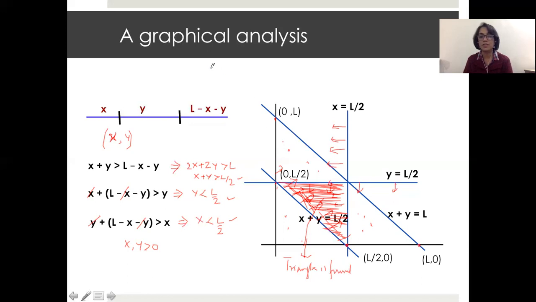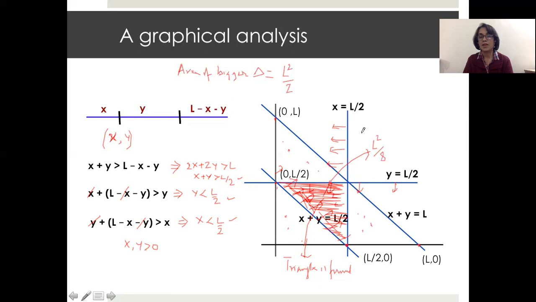So what is the area of the bigger triangle? The bigger triangle has a base of length L units and a height of length L units. So half base into height gives us the area as L square by 2. And the area of the smaller triangle, which has a base of L by 2 units and also a height of L by 2 units, and half into that will give L square upon 8.